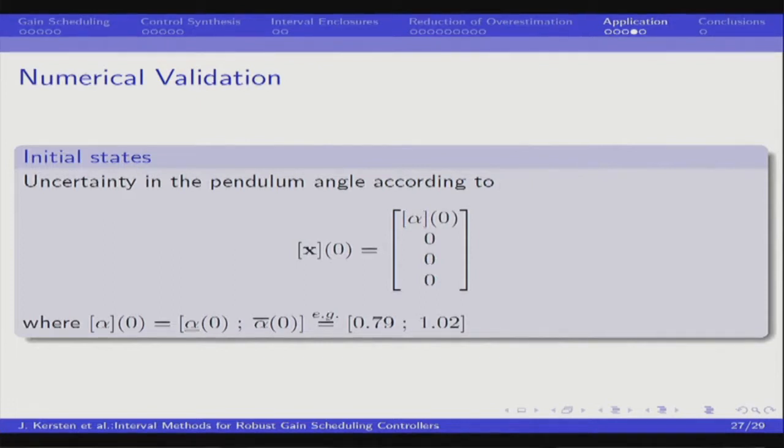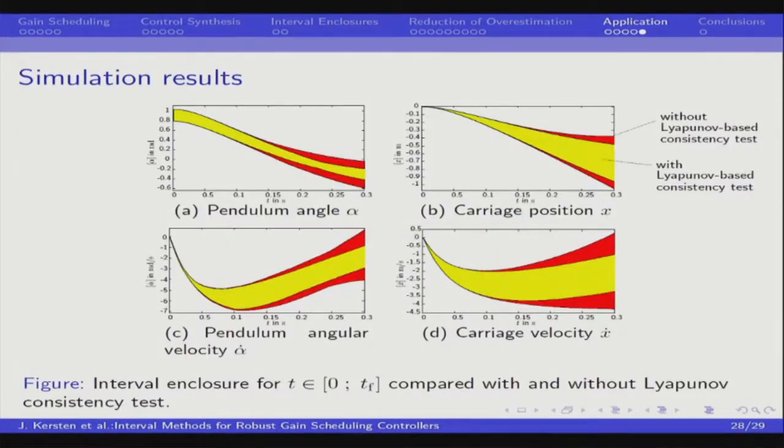So if we have a look at the simulation results, keep in mind that we improved our simulation with every step. So I will just show you the last improvement, which was the Lyapunov-based consistency test. The wet lines bound the intervals without the Lyapunov-based consistency test, and the yellow one is the result with the Lyapunov-based consistency test. So as you can see, it has a great influence, and we will use it further.